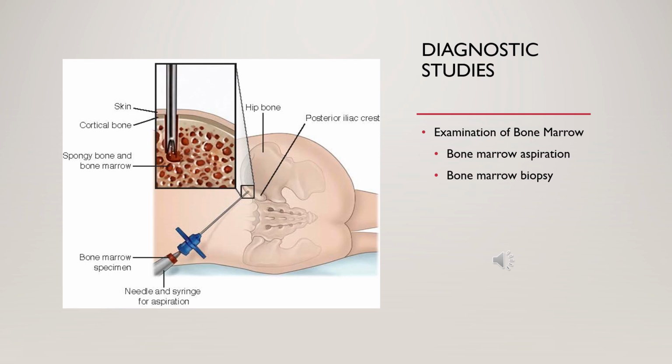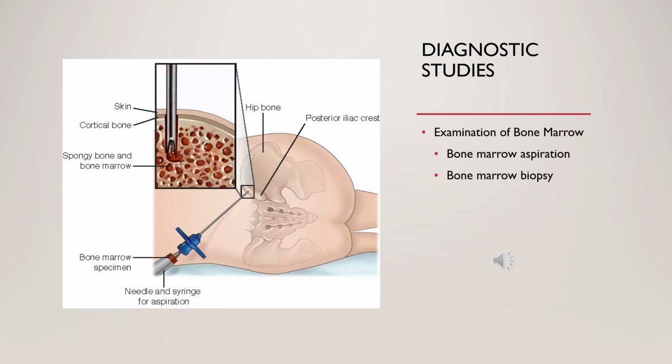This can be used to stage and help diagnose leukemia and other hematological disorders. The patient is positioned prone or lateral decubitus position for biopsy of the posterior iliac crest. The patient may experience feelings of pressure upon the insertion of the biopsy needle, and a brief pulling pain will be experienced on the removal of the marrow.